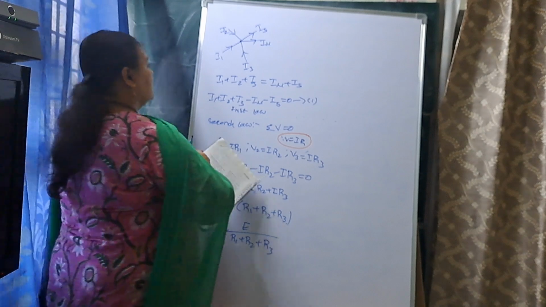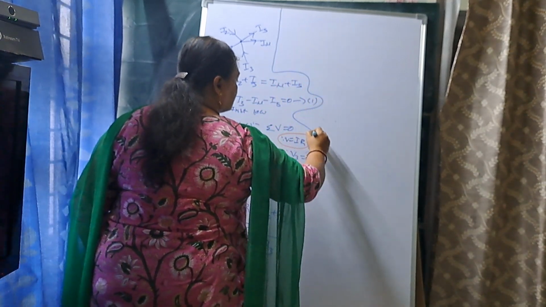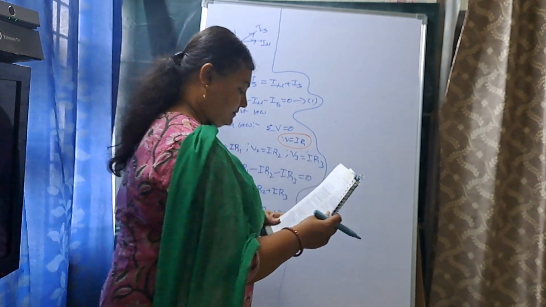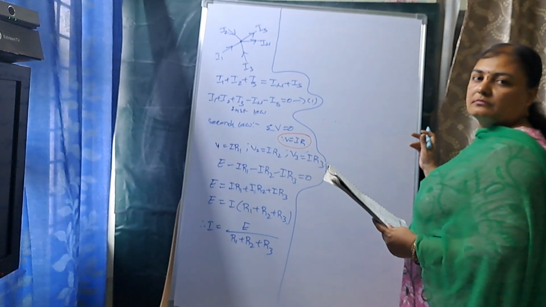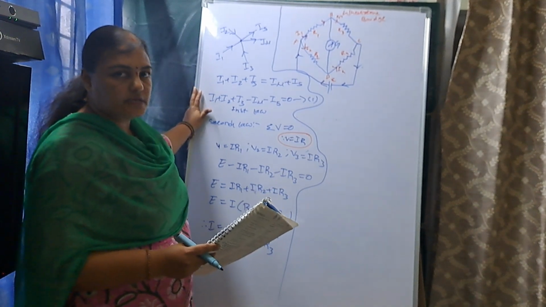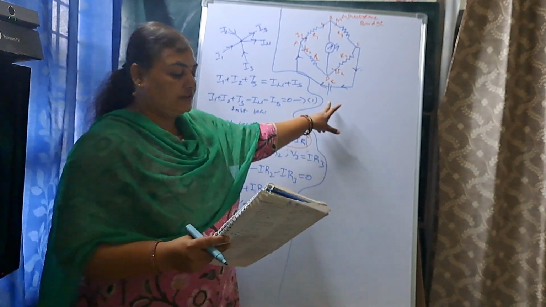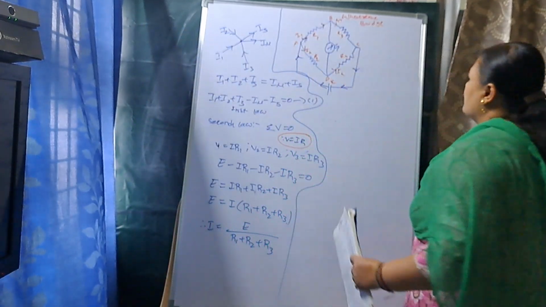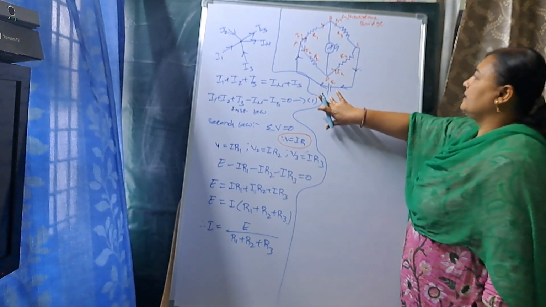Wheatstone bridge. Let us see. This is very important. I hope you understand Kirchoff's first and second law. Now let us apply these Kirchoff first and second laws on the Wheatstone bridge. This is a Wheatstone bridge. See here, in this Wheatstone bridge, one battery is here.